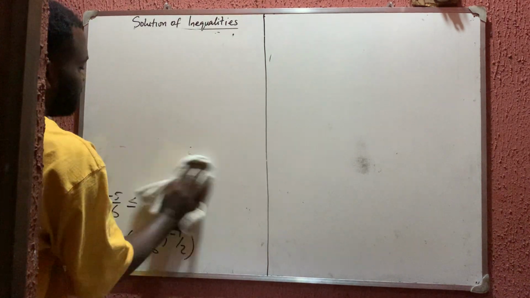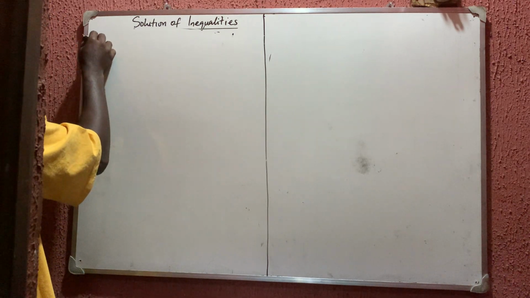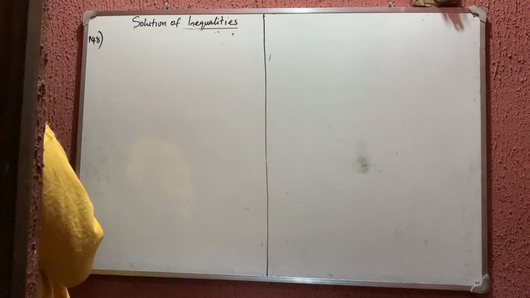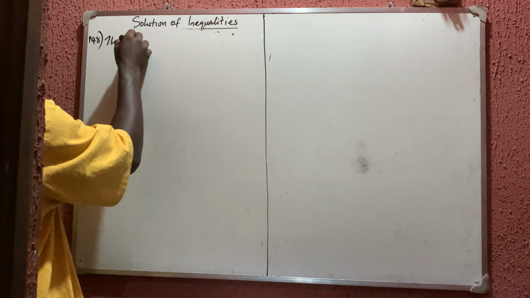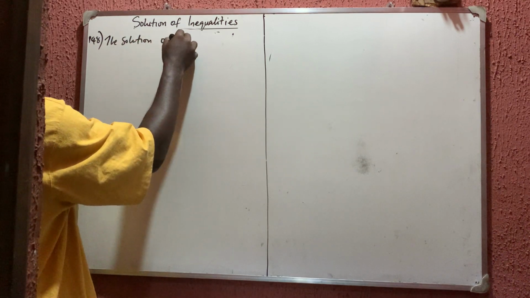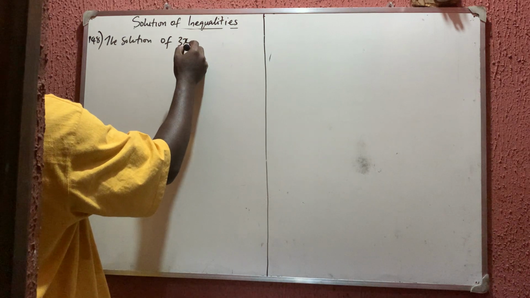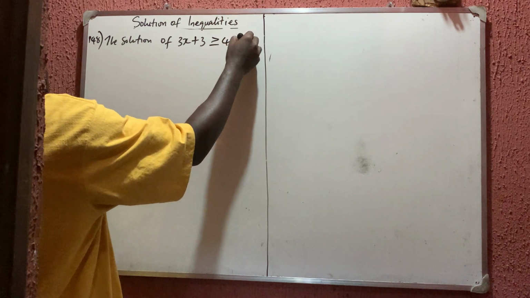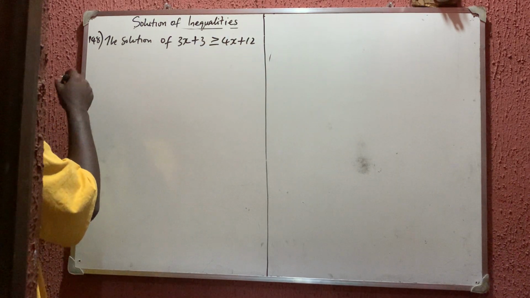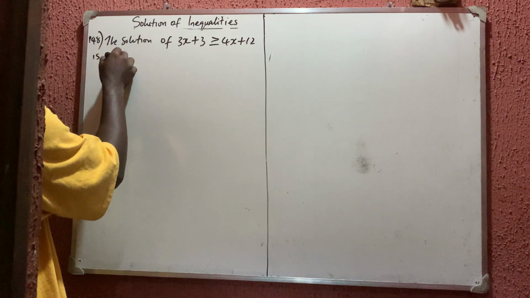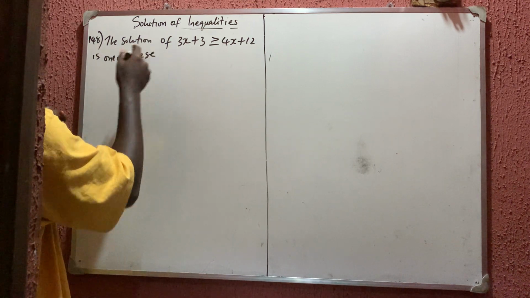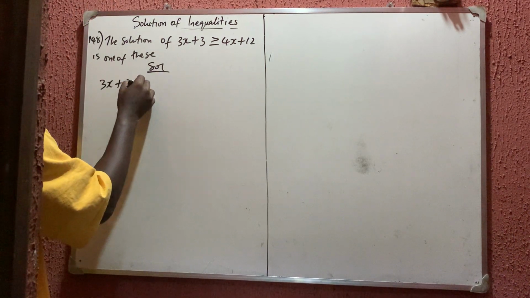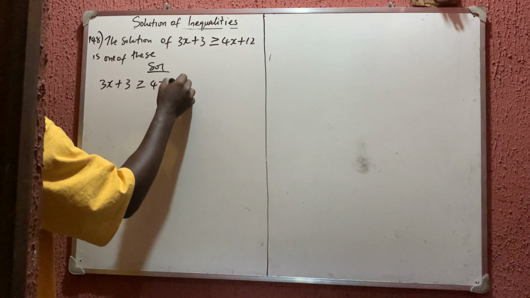So question number 148. Question number 148 said the solution of 3x plus 3 is greater than or equal to 4x plus 12 is one of these. So let us solve this. We have that 3x plus 3 is greater than or equal to 4x plus 12.